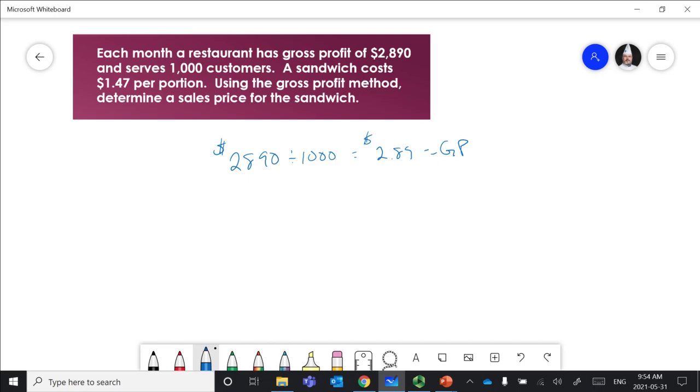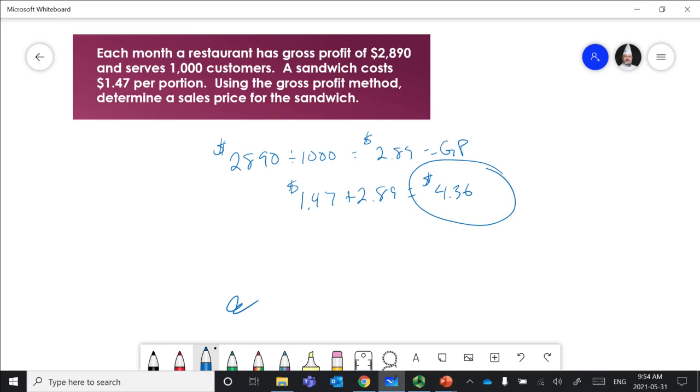Now if our sandwich costs us $1.47 and we add our gross profit of $2.89, we end up with a selling price of $4.36. So that's what we need to sell our sandwich for using the gross profit method.